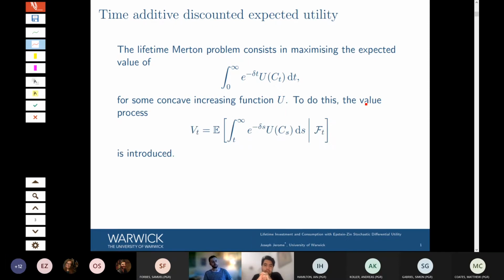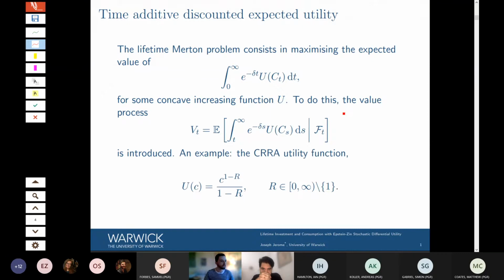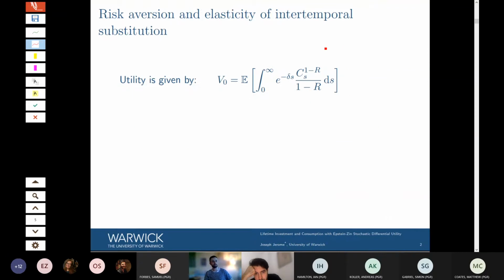So to do this, we're going to introduce the value process, and this V_t is essentially just the utility that we get from starting at time t onwards. And so you've got a concrete example in your head, maybe the most common utility function is this constant relative risk aversion. If R is less than 1, then it looks something like this. And if R is greater than 1, then everything is negative and it looks something like this. And when R is equal to 1, then it reduces to log utility. So we're trying to maximize this value here.